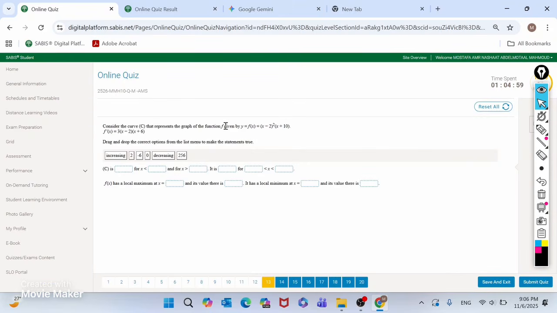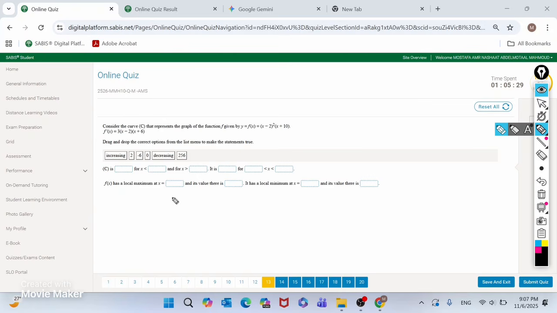Okay, consider the curve C that represents the graph of the function f given by y equals f of x equals (x minus 2) squared (x plus 10). And here they gave you the derivative. Because if they didn't give you the derivative, then you'd have to find the derivative. Okay, so you put the derivative equal to 0. Or here you're going to have to do the table of variations.